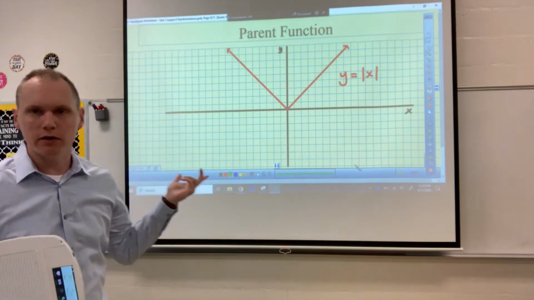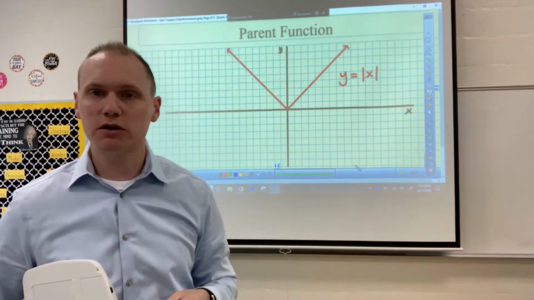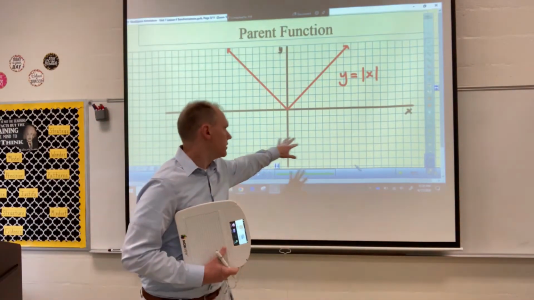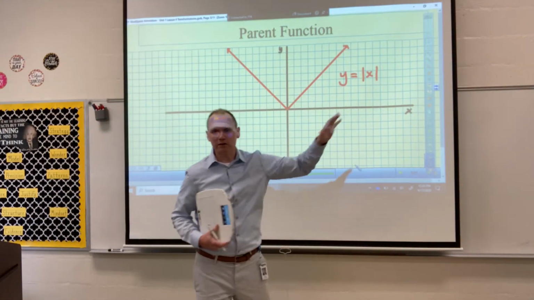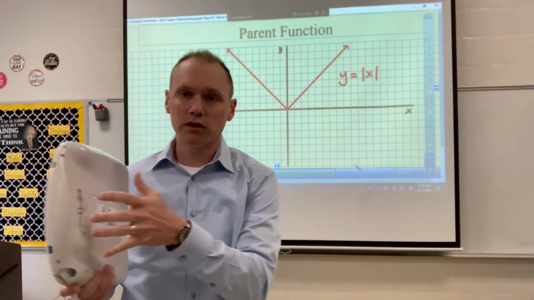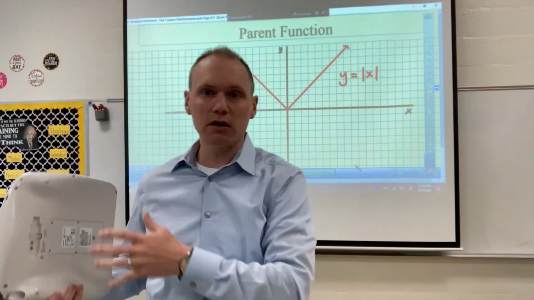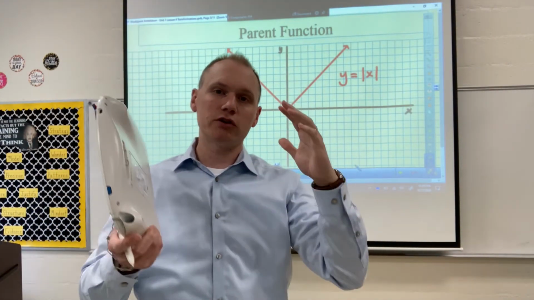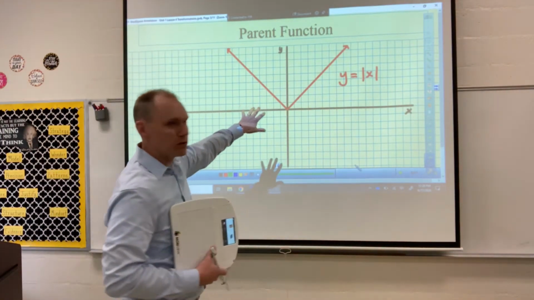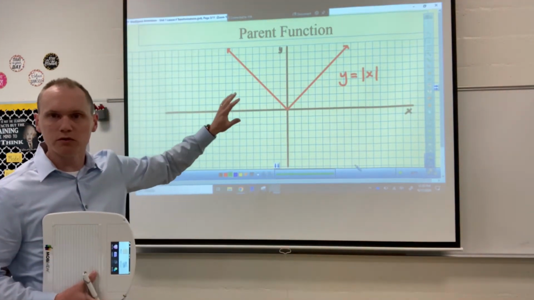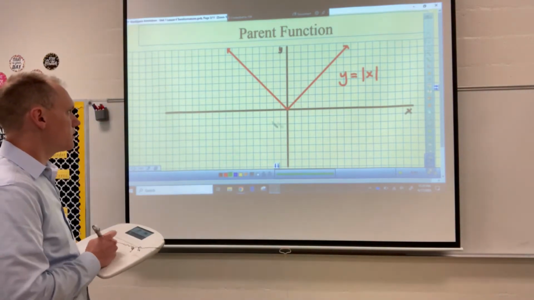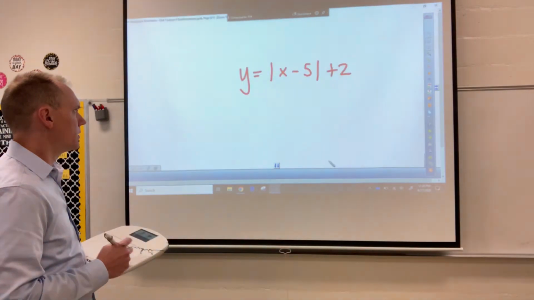So here we have the parent function of absolute value. And again, parent function is the simplest version of that function type. So the simplest version is just the absolute value of x by itself, nothing else. That's it. Of course we can shift this function horizontally, vertically. We can stretch it horizontally and vertically. So we can do a lot of things with this, but this is the one we start with, the most basic form of the absolute value function. And that's where we're going to start and see what we can do from there.